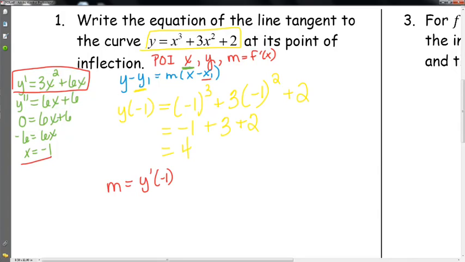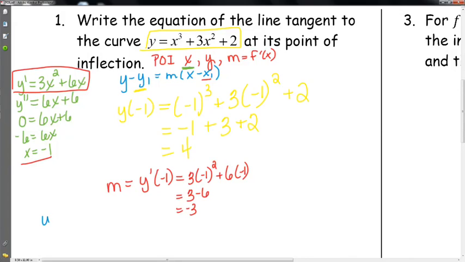So y prime of -1 is going to be equal to 3 times -1 squared plus 6 times -1. And so that's going to give me 3 minus 6, which is -3. And so now I can use all that information to create my tangent line.